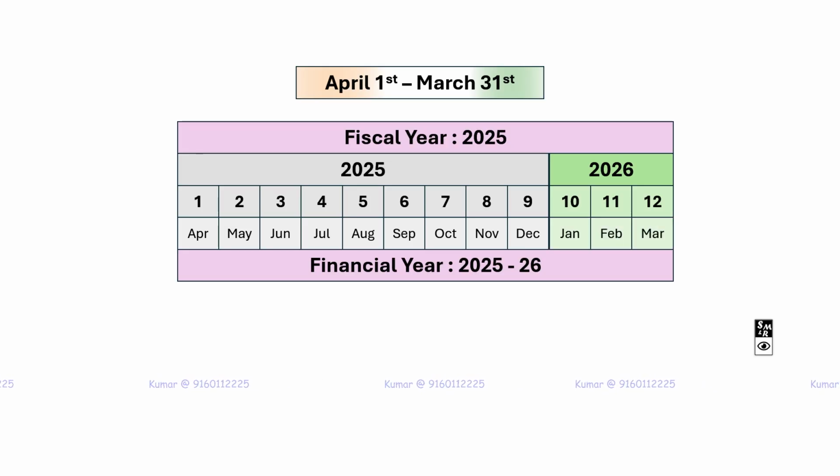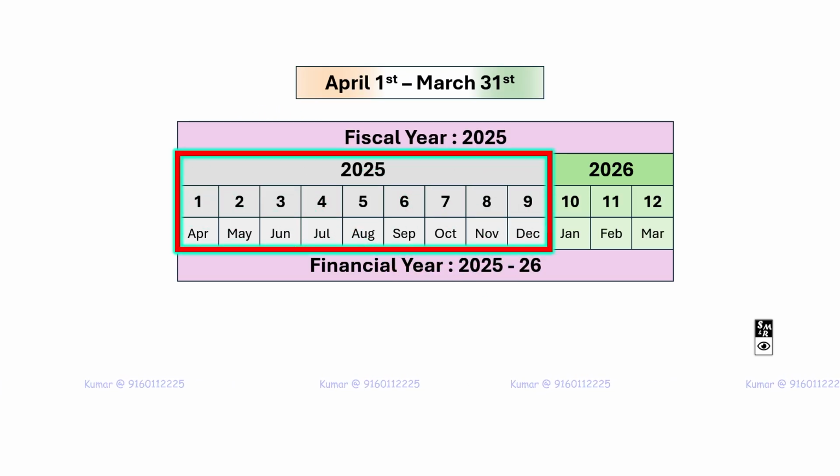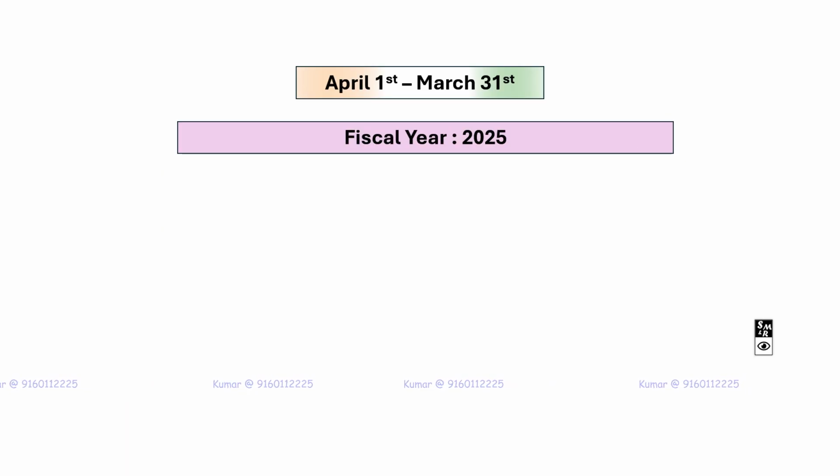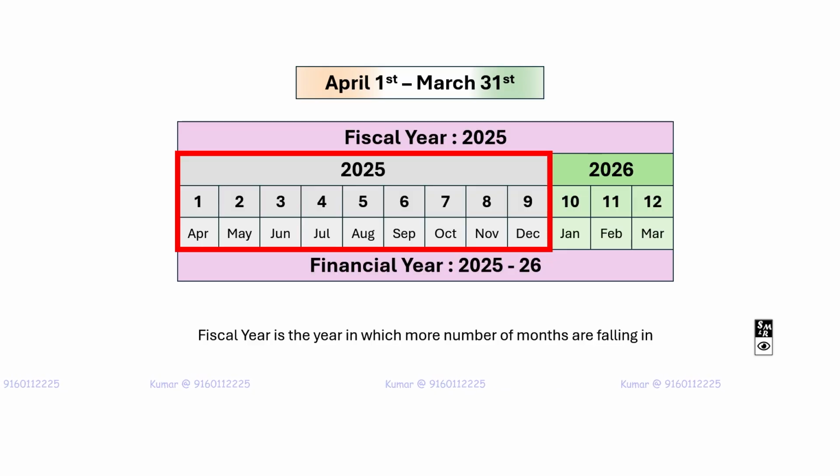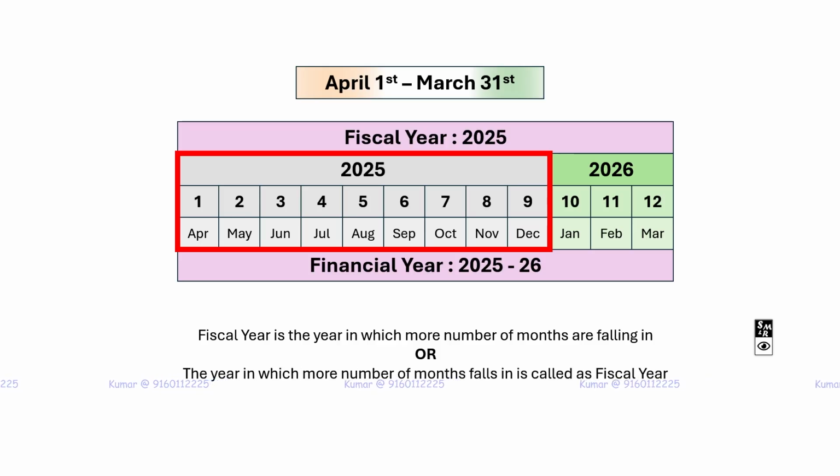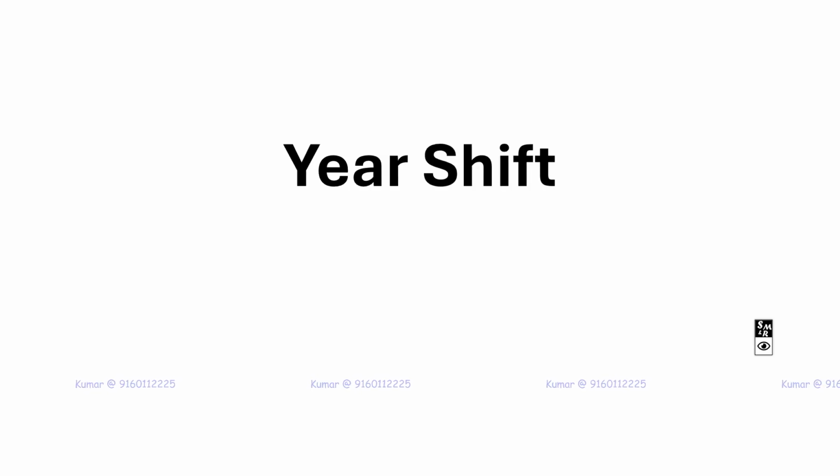So now if you see, there are 2 years and there are months in both years, 25 and 26. If we compare 2025 with 2026, 2025 has more months than 2026. So that is why the fiscal year is 2025, instead of calling it 25-26. Okay, everyone understood? Is anyone there who has not understood, Hemant? So the fiscal year is the year in which more months fall. And next is year shift.